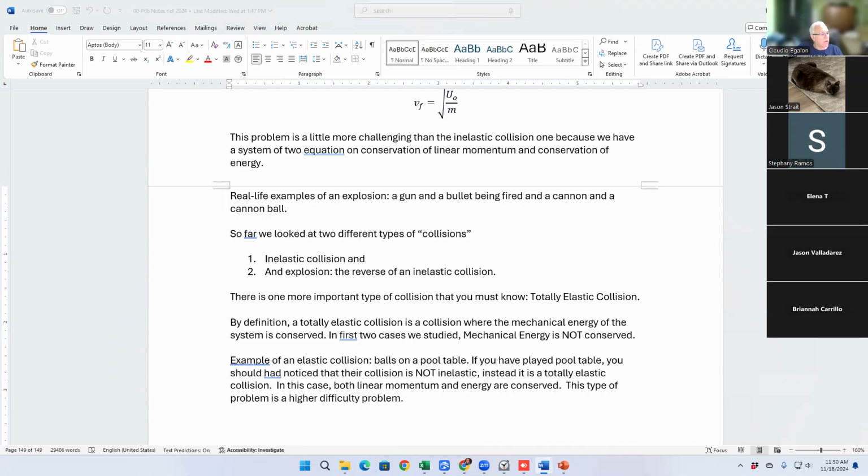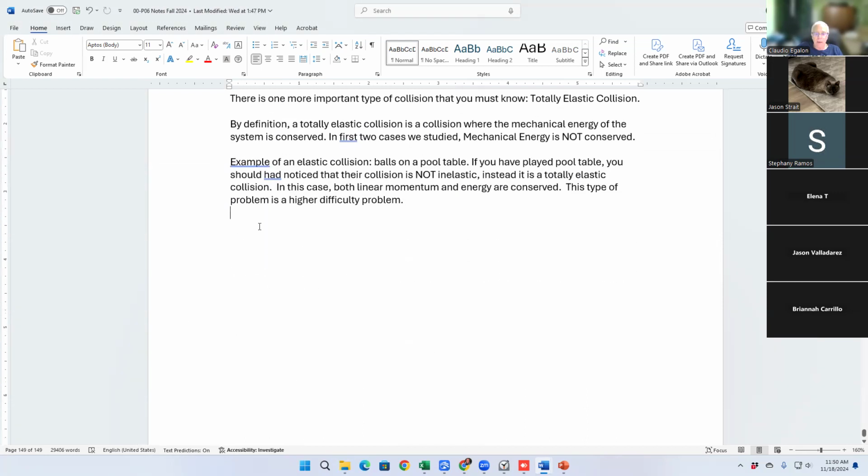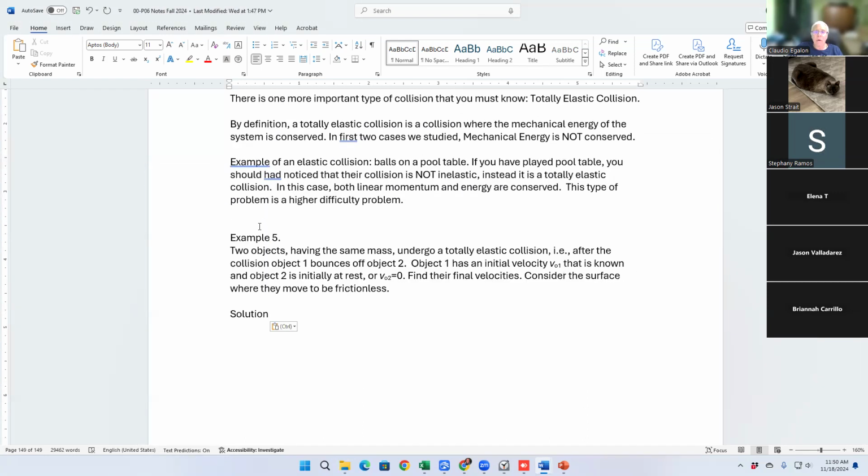And we can come up with another example. Example 5. This is going to be a little bit more challenging because we have to deal with the second equation, the system of equations, just like we had for the explosion. Two objects having the same mass undergo a totally elastic collision. After the collision, object 1 bounces off object 2. Object 1 has an initial velocity v01. That's known, and object 2 is initially at rest. Find their final velocities. Consider the surface where they move to be frictionless.